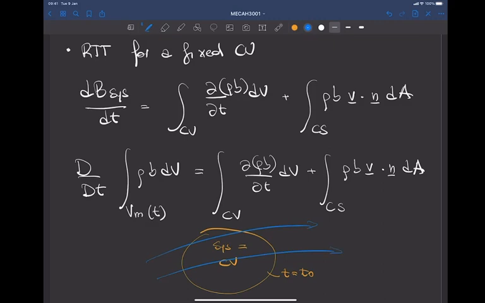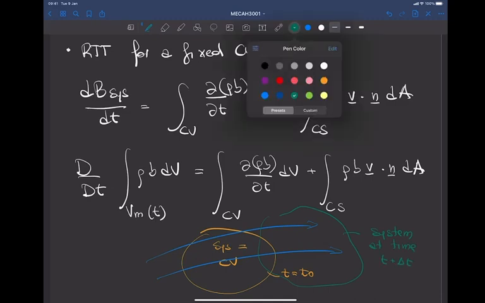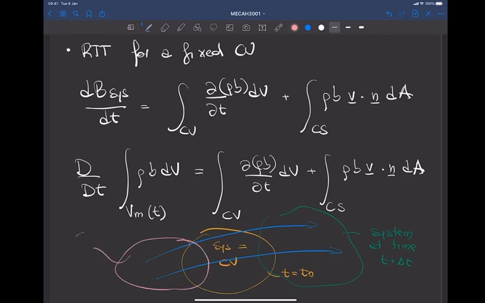So what we can think is that, of course, as we move in time, this will be the system at time t plus delta t, and maybe why not? This was the system at time t minus delta t. Okay, so we have a flow.